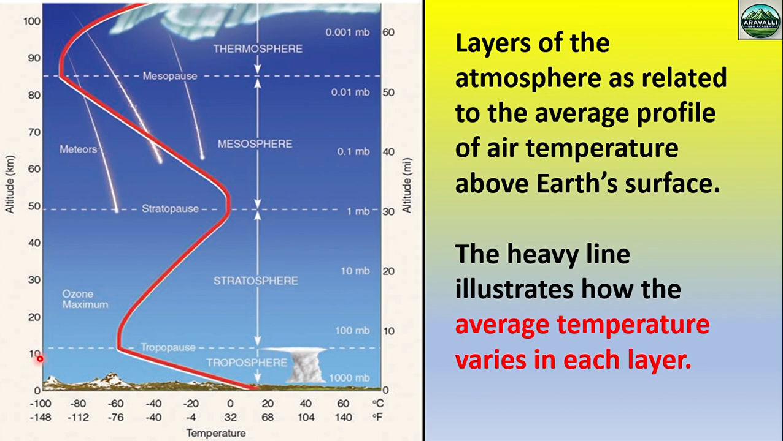Also remember the heights. For the troposphere, the height is up to 11 kilometer, for the stratosphere 11 to 50 kilometer, then mesosphere 50 to 85 kilometer, then thermosphere greater than 85 kilometer. So let's discuss one by one the whole property of each particular layer, like troposphere, tropopause, then stratosphere, etc. We will cover them one by one.